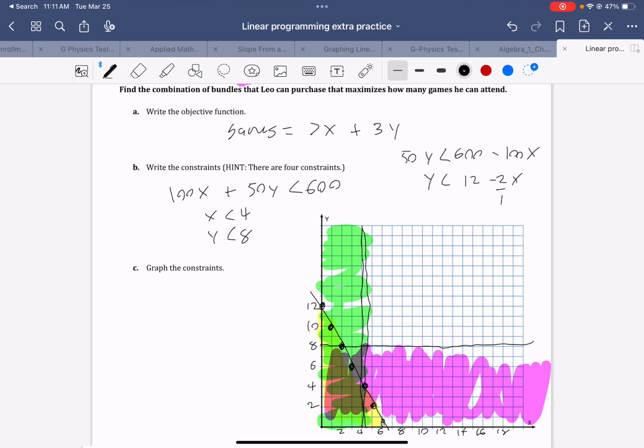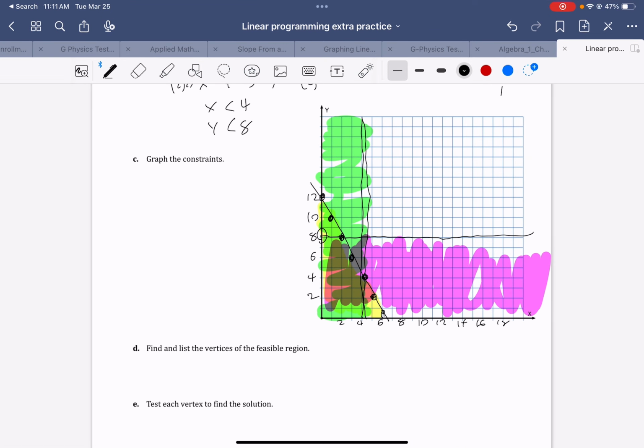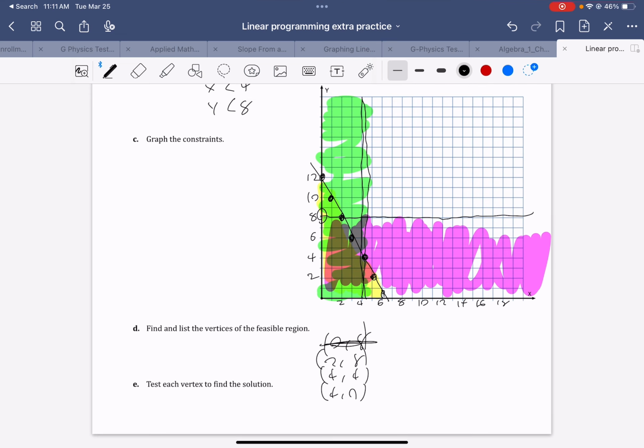So the vertices that we're going to test are this one, this one, this one, this one, this one, and technically that one, even though obviously 0, 0 is not going to maximize it. So the real possible candidates are 0, 8, 2, 8, 4, 4, and 4, 0. Just like last time, we can pretty easily rule out 0, 8 and 4, 0.